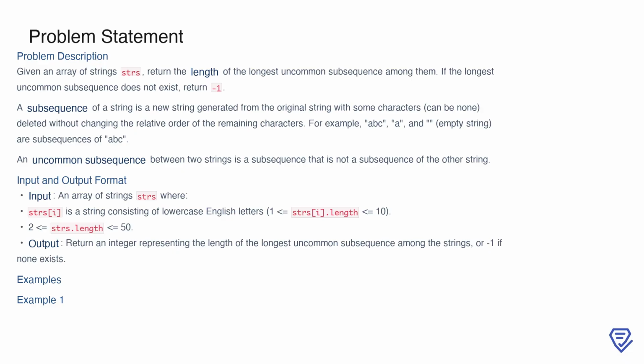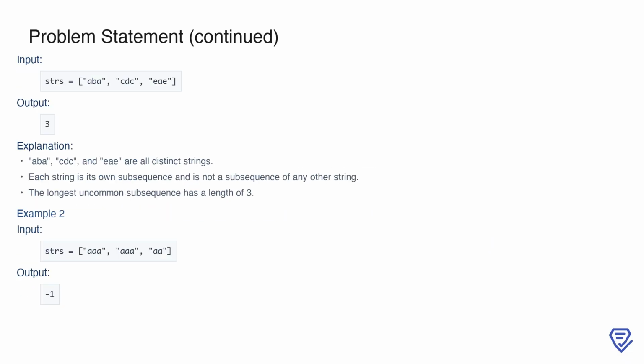The input is an array of strings, where each string consists of lowercase English letters, and the length of these strings and the array size fall within the given constraints. The output is a single integer, representing the length of the longest uncommon subsequence, or -1 if no such subsequence exists. Let's look at an example where the input is ABA, CDC, EAE. Here, all three strings are distinct and none of them is a subsequence of any other string. For instance, ABA is not a subsequence of CDC or EAE, and the same holds true for the other strings.